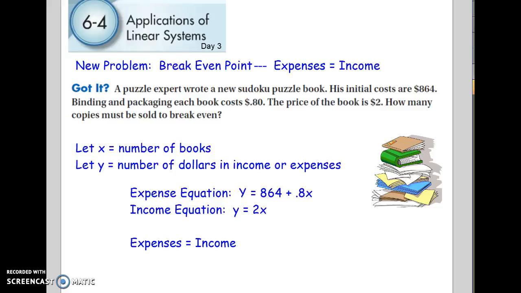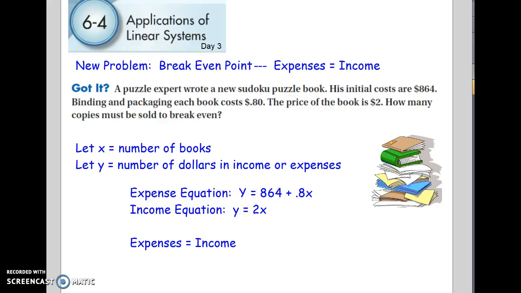Hi everyone. So this is the third day of applications of systems, which are the word problems. And we're doing a break-even point. That's the new problem for today. And basically a break-even point in business is the point where you don't make any money, but you don't lose any money. So you've made just enough money to cover your expenses, but you're basically at zero. You don't have an income.